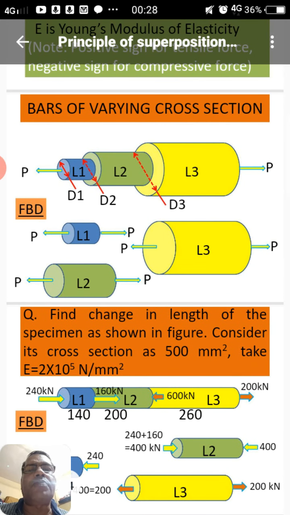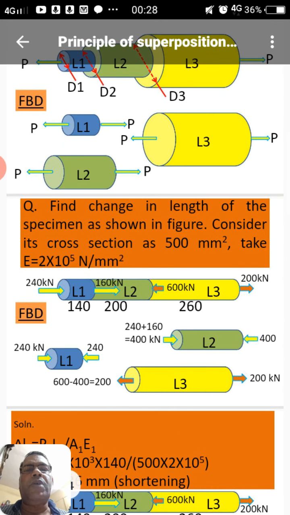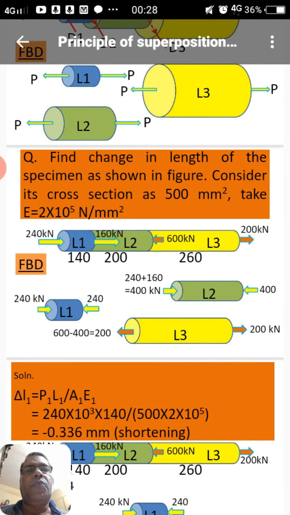All are tensile forces because the overall bar is applied by a P force at both its ends. So each section will have the same force at both the ends. So this way, when we make a free body diagram, we can clarify the forces in each section and we can find out the deformation for that.